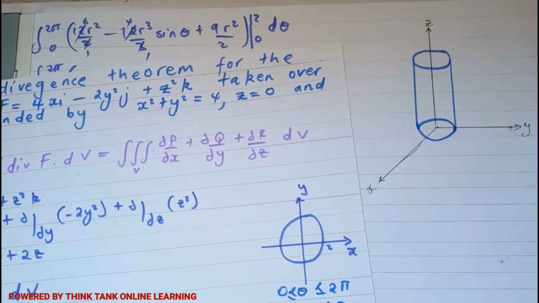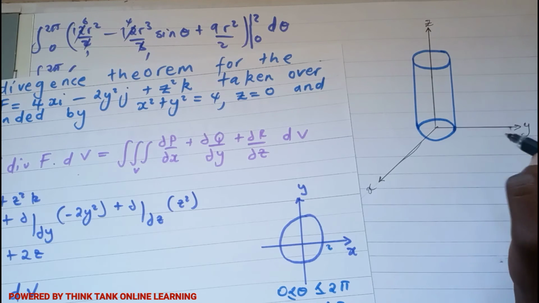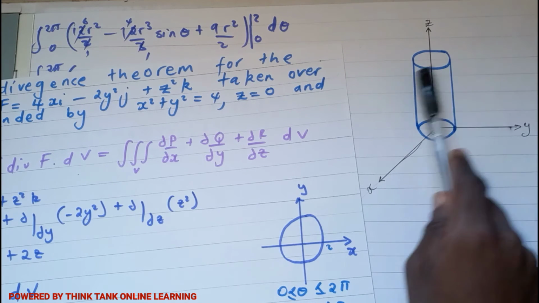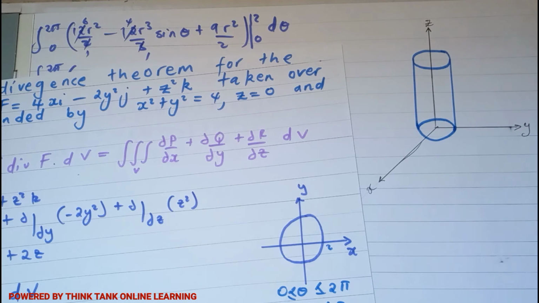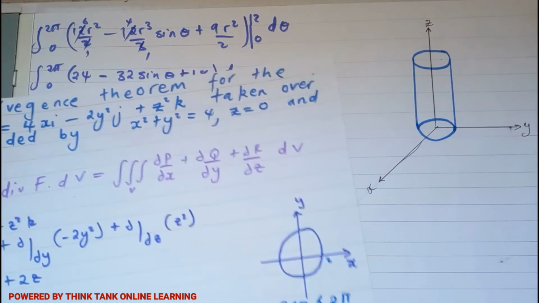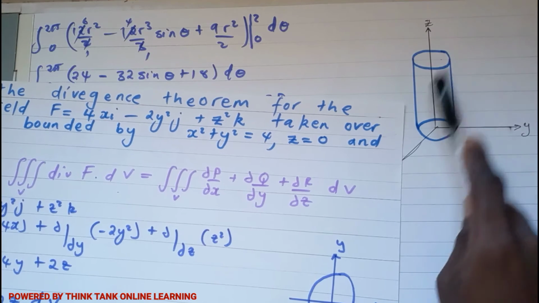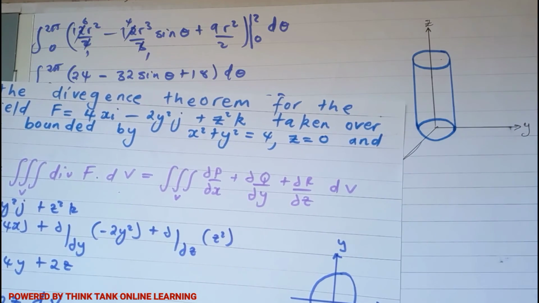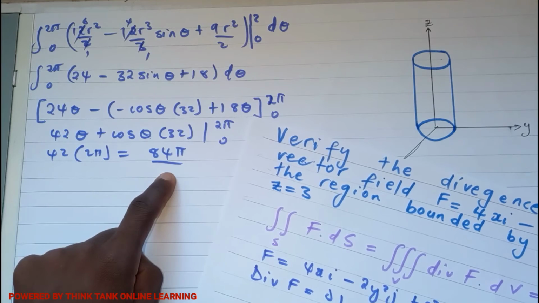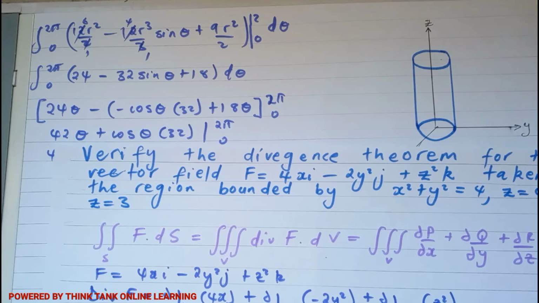What is very important here is to know how many surfaces we have. We have the bottom surface, which is a circle. That is surface number 1. We have the cylindrical surface, that is surface number 2, and the top surface, that is surface number 3. We're going to find the flux at each, add the total flux, and we should get 84 pi. That is what we mean when we say verify the divergence theorem. We want to get the same answer.